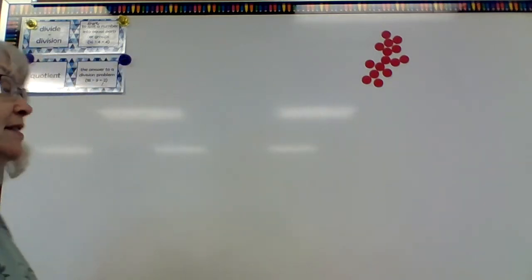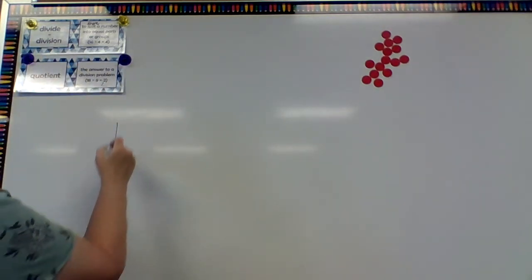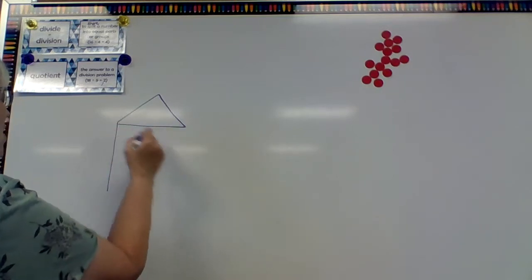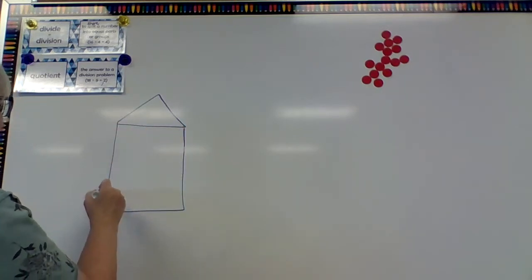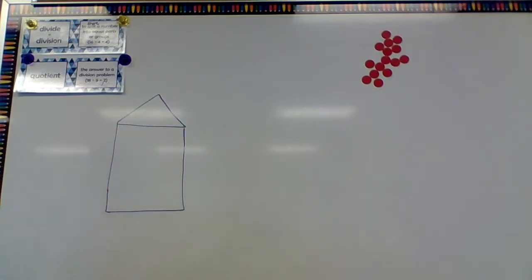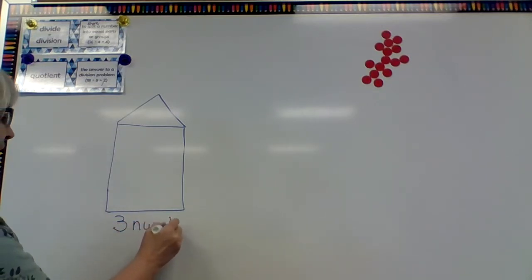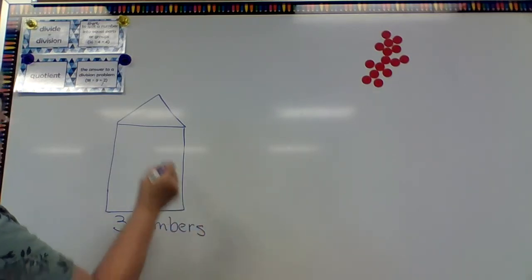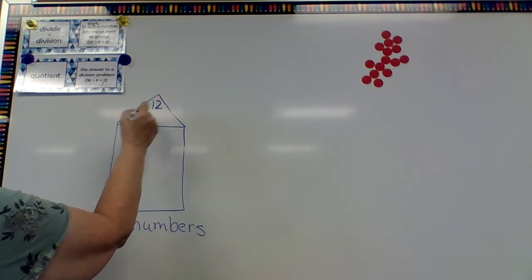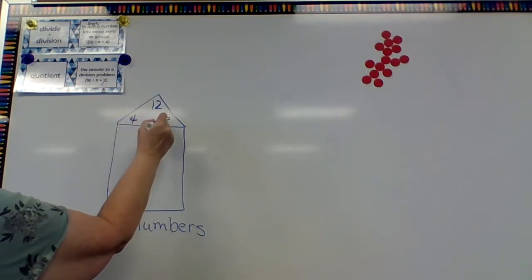Just like we did with addition, we can think of fact families. So I'm going to draw our little house. Remember how we did our house for fact families. And when we did, we know that we used the same 3 numbers. Every fact family has the same 3 numbers. So if our numbers are 12, 4, and 3.